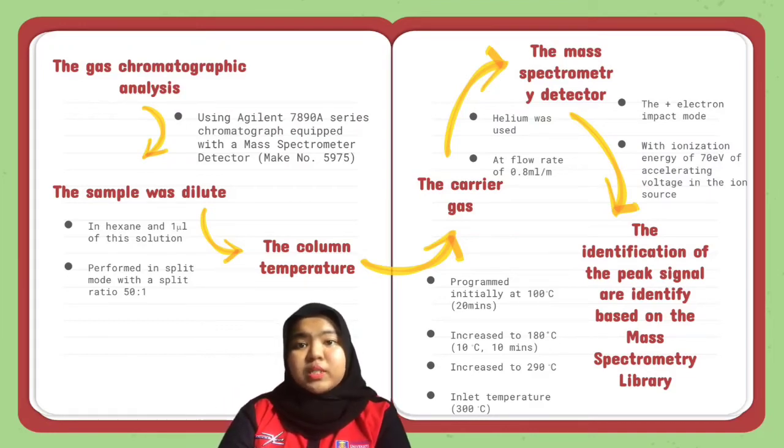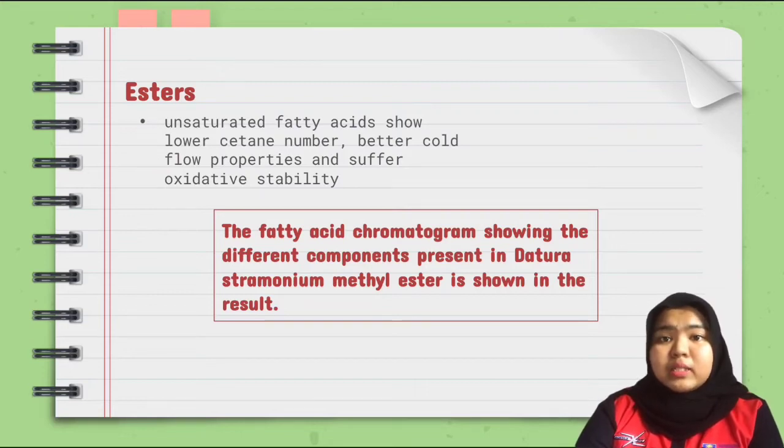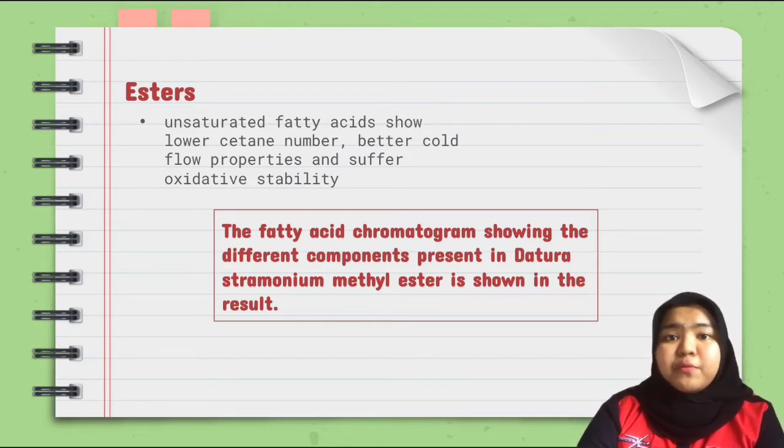The mass spectrometry detector was operated in the positive electron impact mode with ionization energy of 70 electron volts of the accelerating voltage in the ion source. The peak signals were identified based on the mass spectrometry library. Esters prepared with unsaturated fatty acids show lower cetane number, better cold flow properties, and superior oxidative stability. The fatty acid chromatogram showing the different components present in Datura stramonium methyl ester is shown in the results.